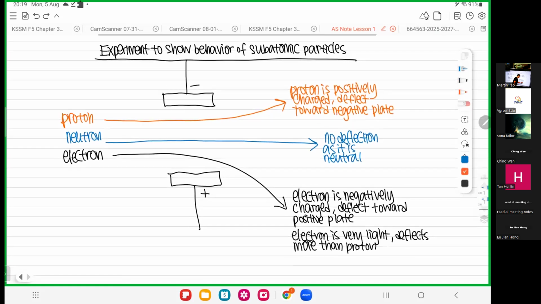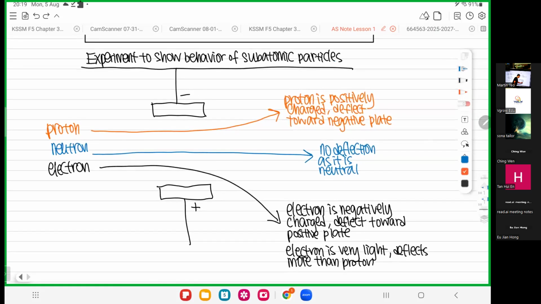Okay, guys, let me know in the chat box, are you okay with this experiment? Do you understand what this experiment is all about? Can you please let me know in the chat box?